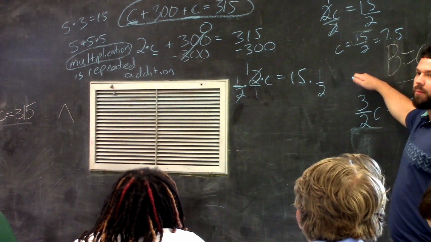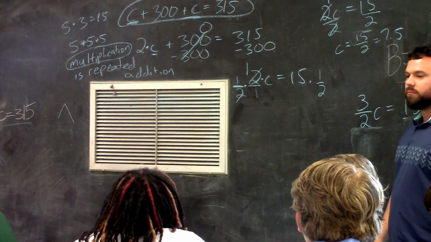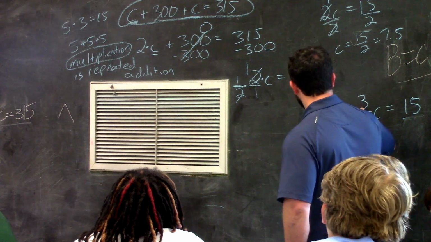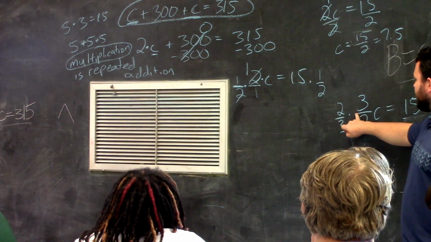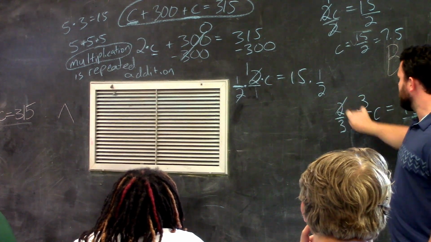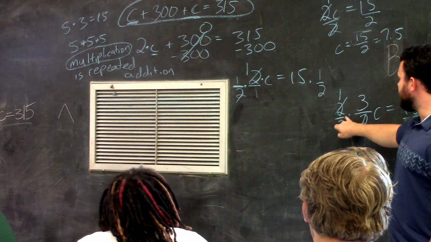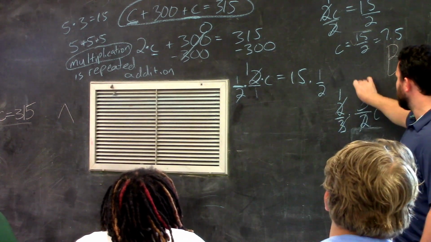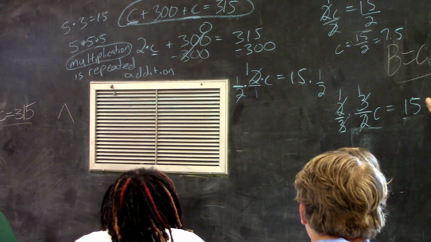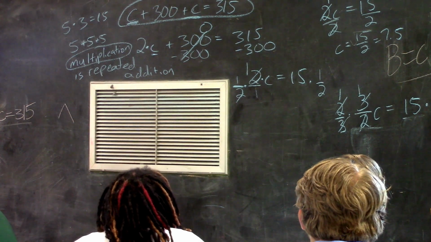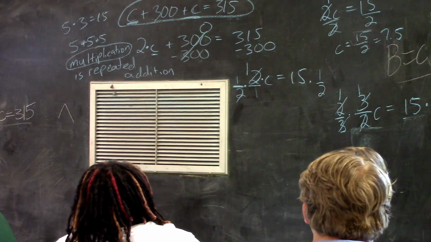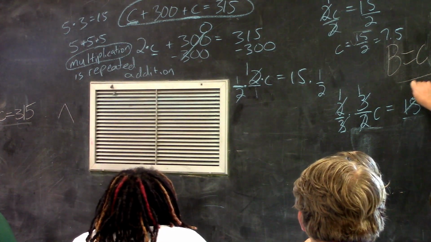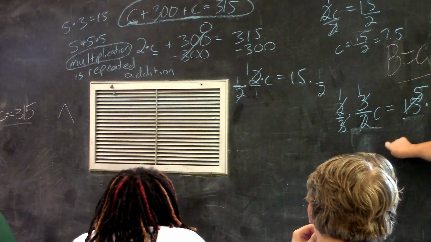Hey, what's the reciprocal of 3/2? 2/3. So if I multiply by the reciprocal 2/3, what is 2 divided by 2? 1. What is 3 divided by 3? 1. And now whatever I do to one side of the equation, I got to do to the other. Now, if I understand that fraction bar's division, what's 15 divided by 3? 5. And what's 5 times 2? 10.